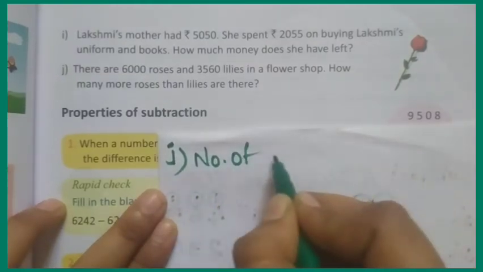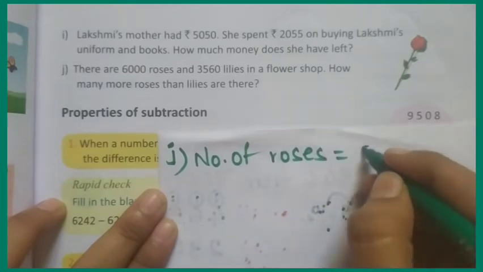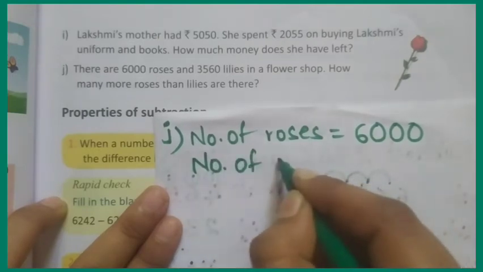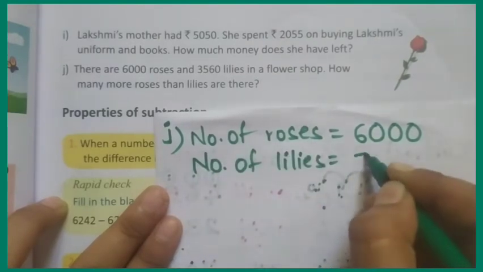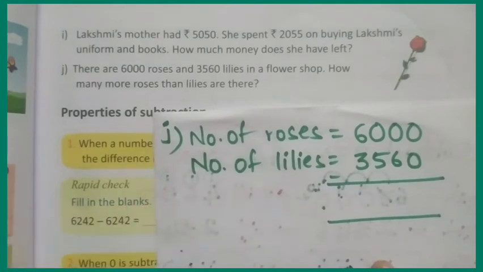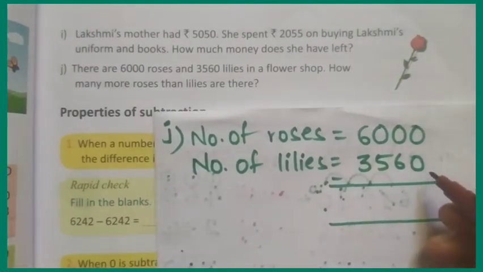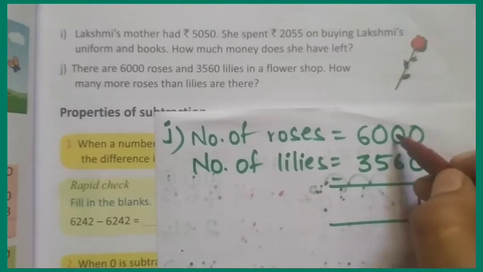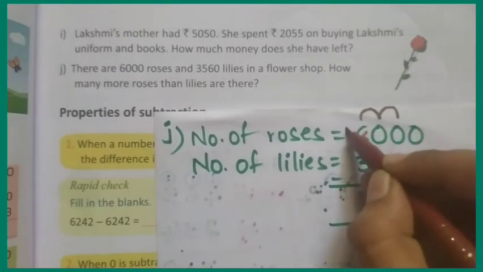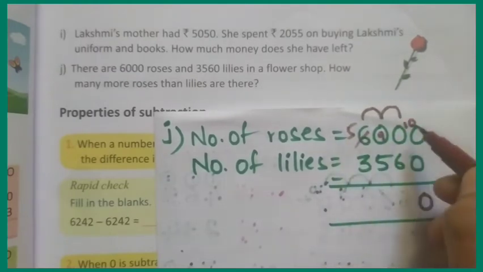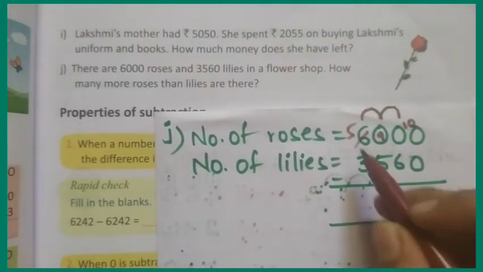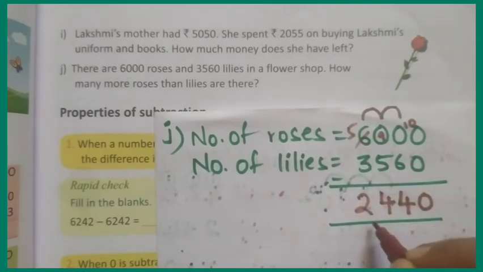Now look at J answer. Number of roses. How many roses are there? 6000. Number of lilies. How many lilies are there? 3560. Now do subtraction. From 0 we can subtract 0. Yes, 0 minus 0, 0. Now from 0 we can't subtract 6, so we'll take borrow from here. It will be 5, here 9, here it will be 10. 10 minus 6, 4. 9 minus 5, 4. 5 minus 3, 2.